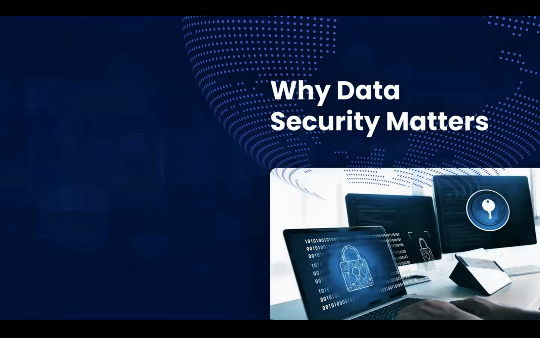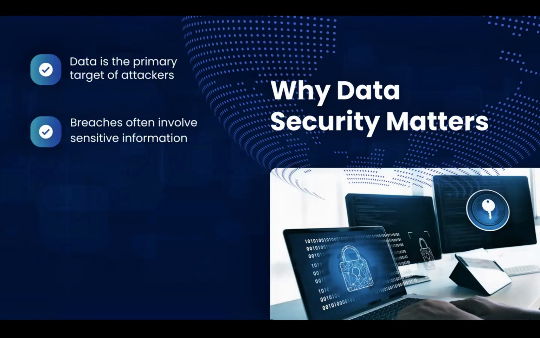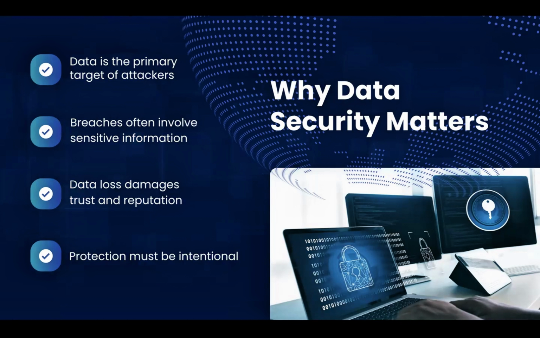Why does data security matter? It matters because attackers usually target information and not just systems. Data is the primary objective of most breaches. Sensitive information is often exposed during incidents. Another one is loss of data damages reputation and trust. To avoid our sensitive information being exposed, and to avoid loss of data damaging reputation and trust, protection must be deliberate. It shouldn't be something coincidental or something accidental.